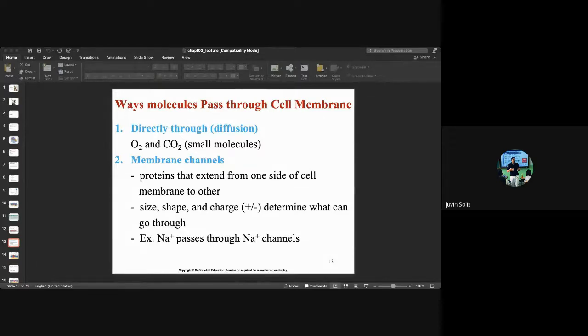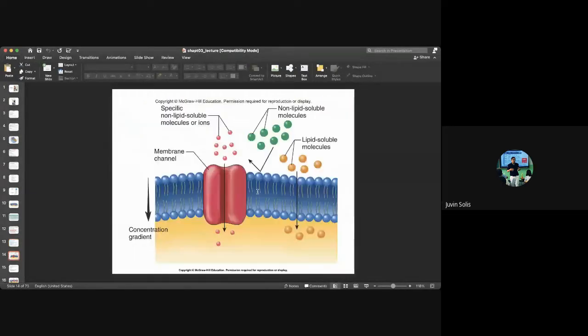Okay. Next, we have your membrane channels. What about these membrane channels? They are proteins that extend from one side of the cell membrane to another. Size, shape, and charges, whether positive or negative ions, determine what can go through. Look at this example. The sodium can actually pass through the sodium channel, because they have the same composition. So they can just easily go through that channel. Okay, and we call that your membrane channel. Let's go to the next. Okay, as you can see here in this illustration.